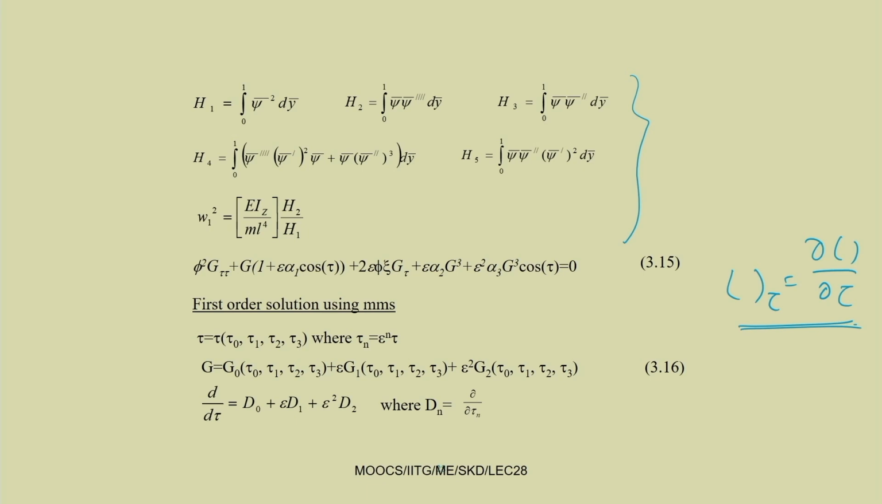Here τ can be written as τ0, τ1, τ2, τ3, where τn equals ε to the power n τ. The g can also be written up to higher order. Let us take up to ε squared. So, g can be written as g0 plus ε g1 plus ε² g2, and here d by dτ equals D0 plus ε D1 plus ε² D2, where Dn equals ∂ by ∂τn.